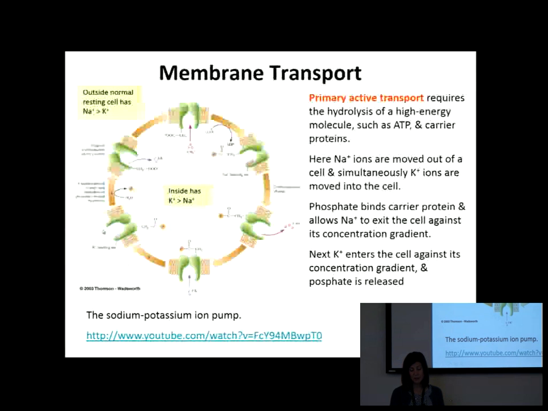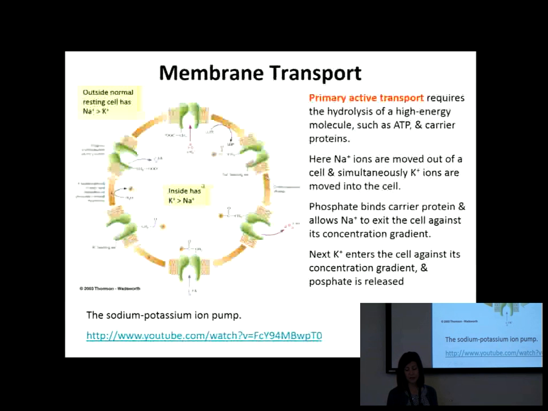Once the potassium is bound, we take the phosphate off. We hydrolyze the phosphate. Once that phosphate's hydrolyzed, the conformation goes back again and releases the potassium. We have this idea that by phosphorylating this amino acid side chain on this carrier protein, you're changing the conformation, the tertiary structure. And that energy is used to push the sodium to where it's high concentration and the potassium to where it has high concentration.